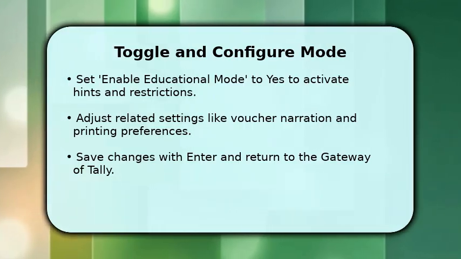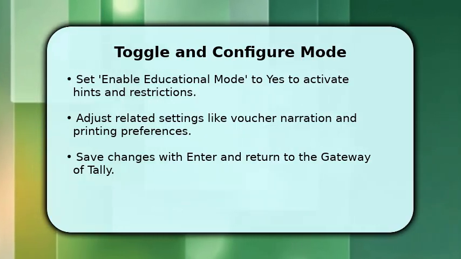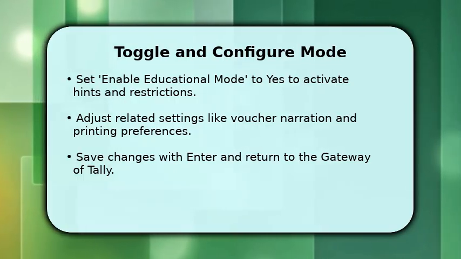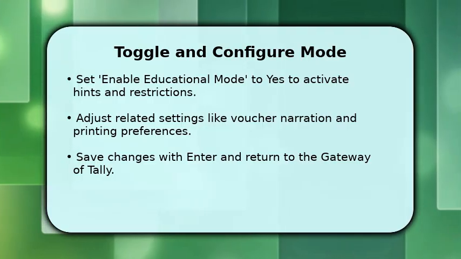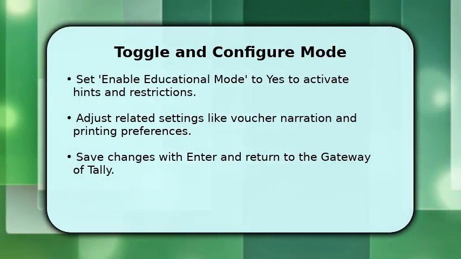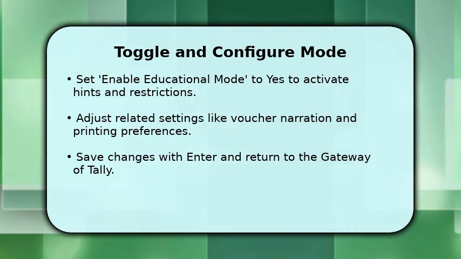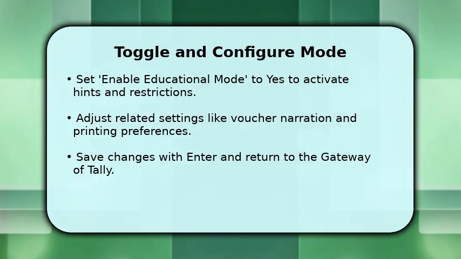Once activated, configure linked options such as voucher narration, printing, and data editing permissions to match your training goals. These adjustments let you control what learners can change and what they only view. After changing options, press Enter to accept each screen, then save and return to the gateway of Tally to confirm the mode is active. Finally, verify the change by opening a voucher or report.